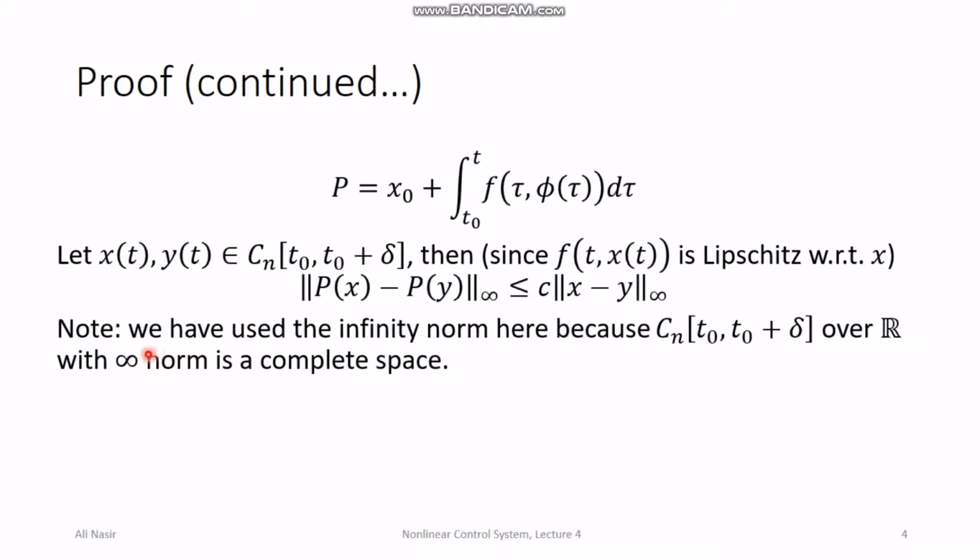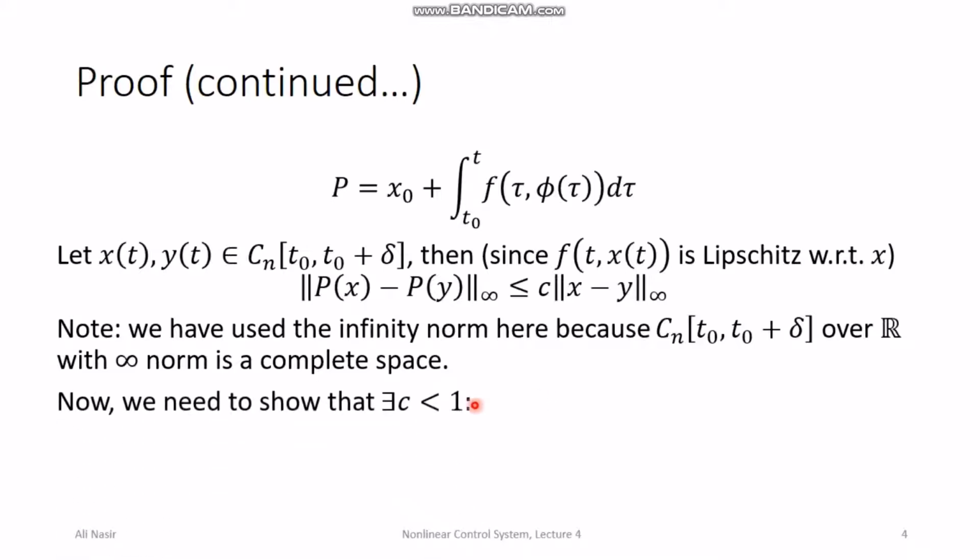Note that we have used the infinity norm here because continuous functions over the set of real numbers with the infinity norm form a complete space. So we don't have to worry about Cauchy and converging sequence problems. Every Cauchy sequence will converge in this space, and we will not have to worry about whether the fixed point of P lies within this space or not.